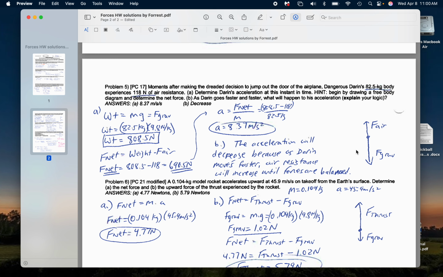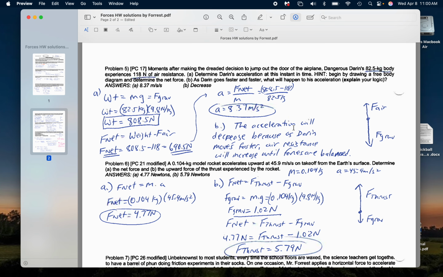So when I draw this free body diagram, I've got a longer arrow down than up because the air resistance is only 118 newtons. So now, to find the acceleration, it's net force over mass. So 808.5 minus 118 is 690.5 newtons of net force divided by 82.5 kilograms of mass. So that's around 8.4 meters per second squared.